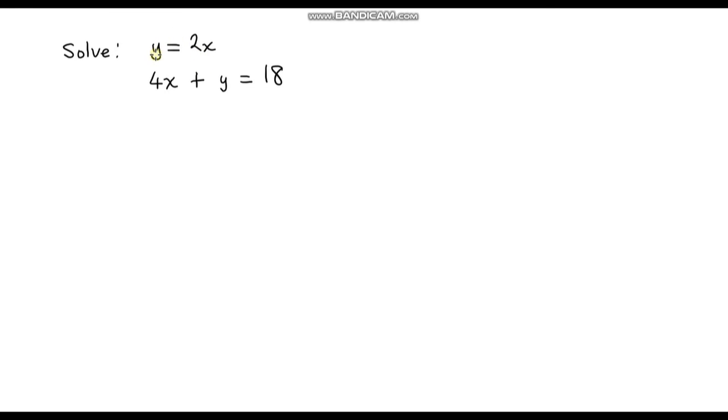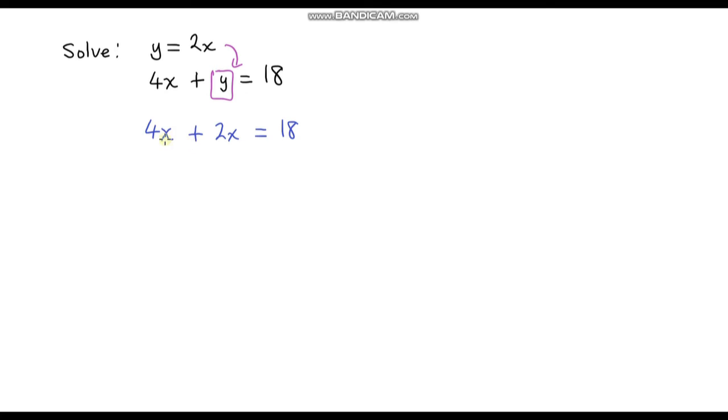So I can see here that y is equal to 2x. So in my second equation, wherever I see a y, I can just replace that with 2x because I know that they're exactly the same thing. So I'm going to rewrite my second equation, but instead of writing y, I'm just going to replace that with 2x. So we've got 4x plus, and again, instead of writing y, I'm going to write 2x, and we know that equals 18. And now I can solve this equation because we've only got one variable.